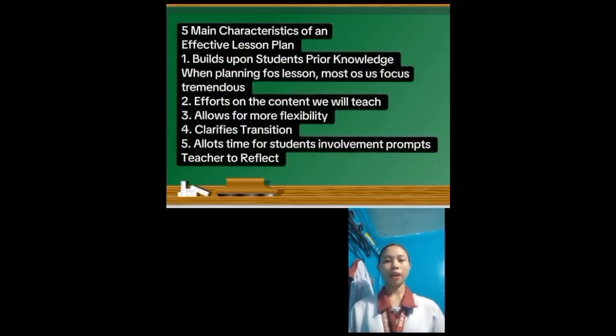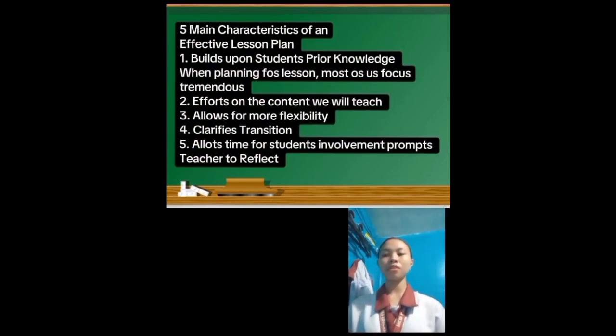And also, we have the five main characteristics of an effective lesson plan. First, it builds upon students' prior knowledge when planning for lessons. Most of us focus tremendous effort on the content we will teach. Second, allows for more flexibility. Third, clarifies transitions. Fourth, allots time for students' involvement. And fifth, prompts teachers to reflect. Now I will discuss the six key parts of a learner-centered lesson plan.